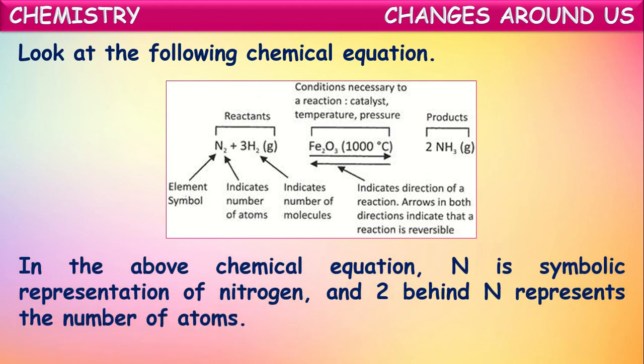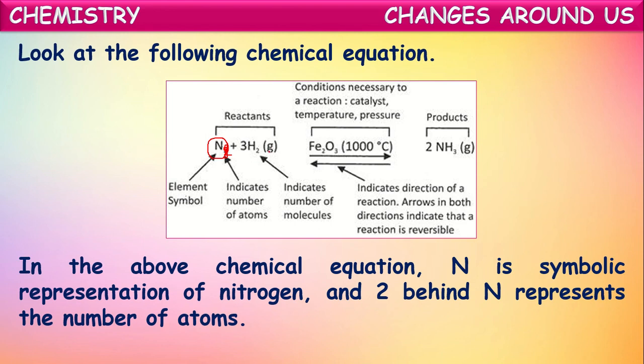See this. In the above chemical equation, N is a symbolic representation of nitrogen and the 2 behind N represents the number of atoms. So, while writing the molecule or formula of a chemical substance, we use some numbers at the right hand bottom side of the symbols of those elements that represent the number of atoms of that element in the molecule. If you see here in N2, beside N we have written a 2. This 2 represents the number of atoms of that element in the molecule. Means N2 means there are 2 atoms of nitrogen in one molecule of nitrogen.